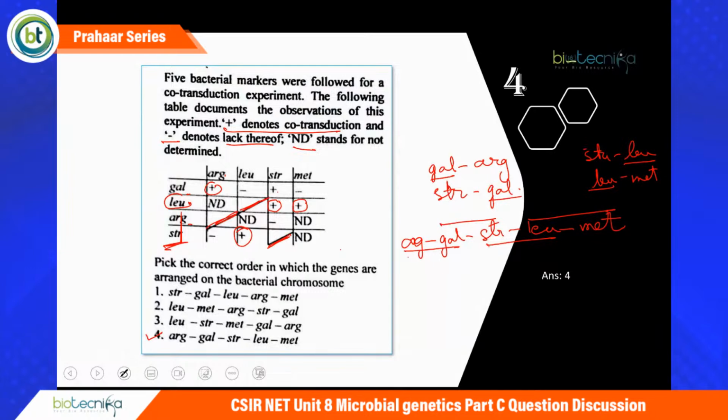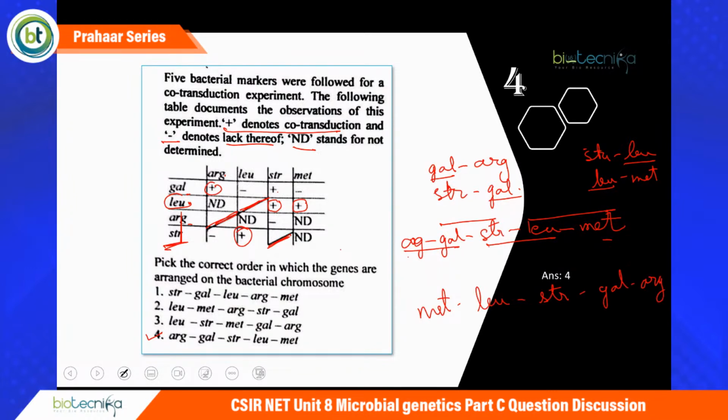Okay, now again I would like to remind you that in this kind of question, it is the genetic order that we are getting. Okay, it is not physical mapping, it is genetic mapping. Okay, so genetic mapping means it's a relative mapping. All right, so when we are talking about relative mapping, अगर आपने ये वाला order लिखा है और order उल्टा दिया हुआ है, means MET से शुरू करके फिर दिया हुआ है MET, LEU, STR, gal, arch.